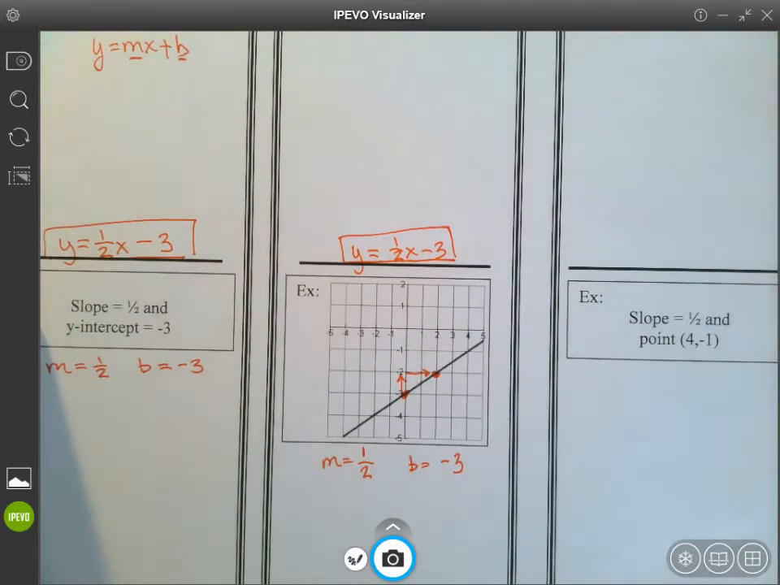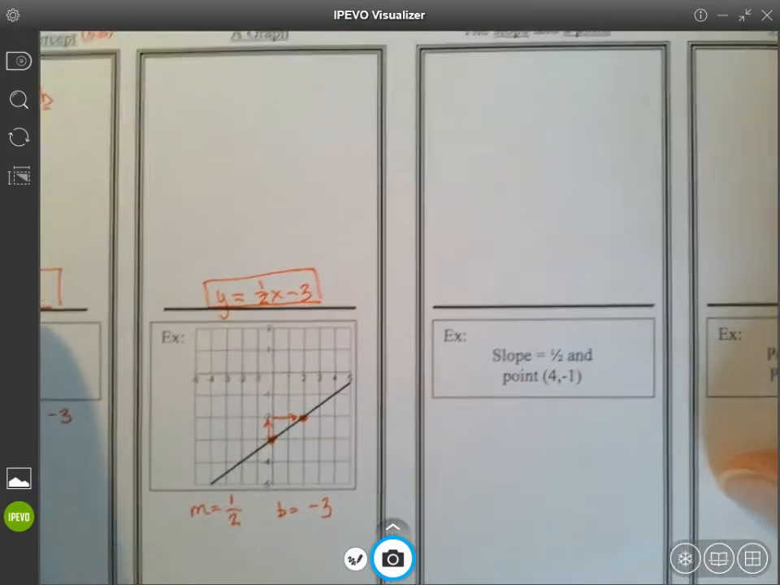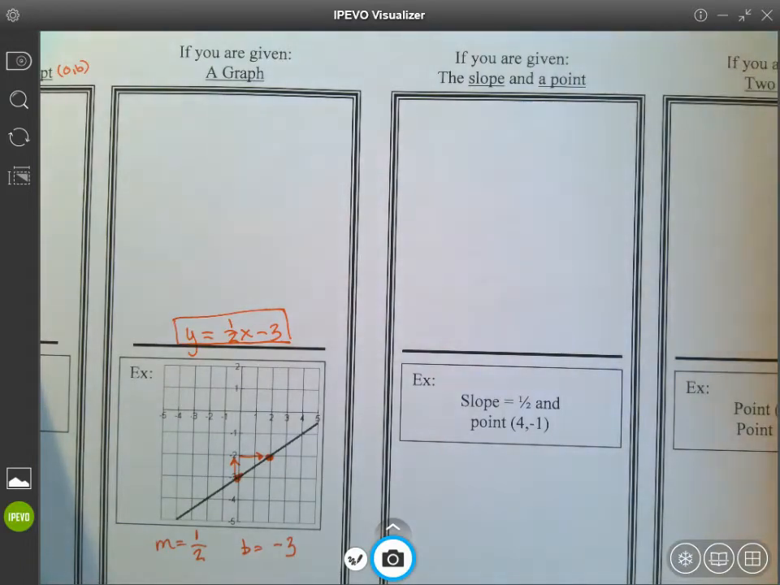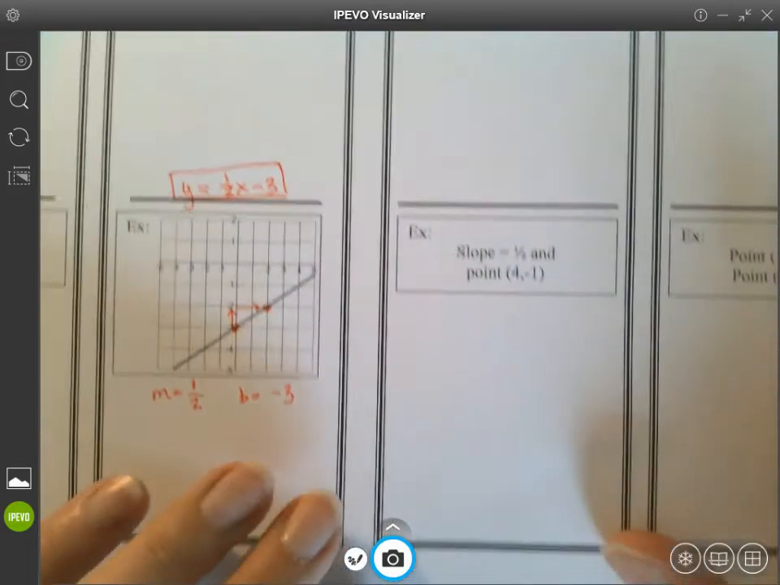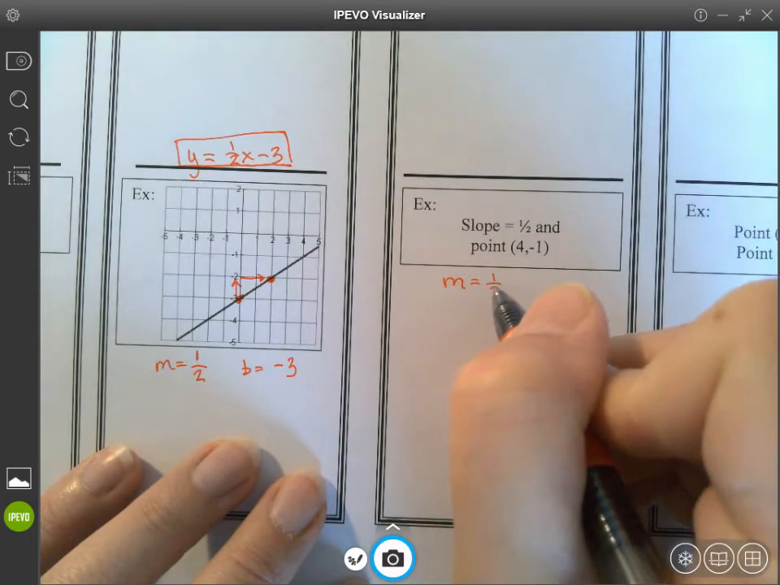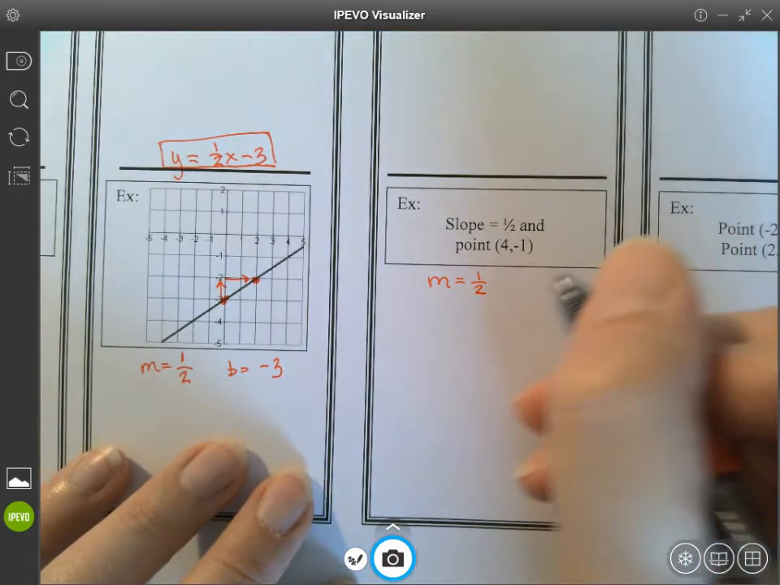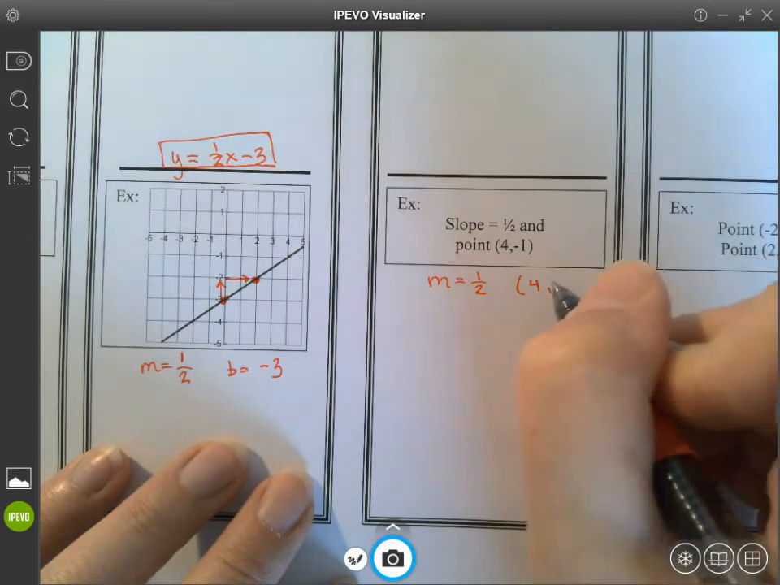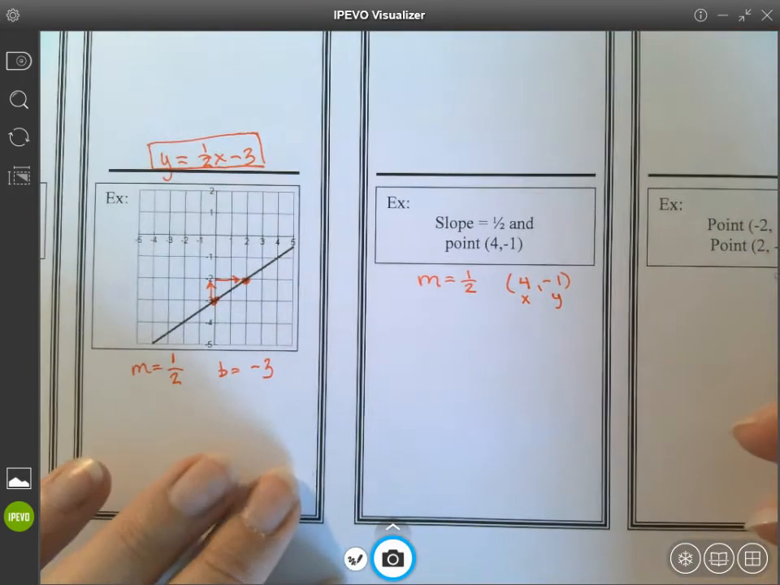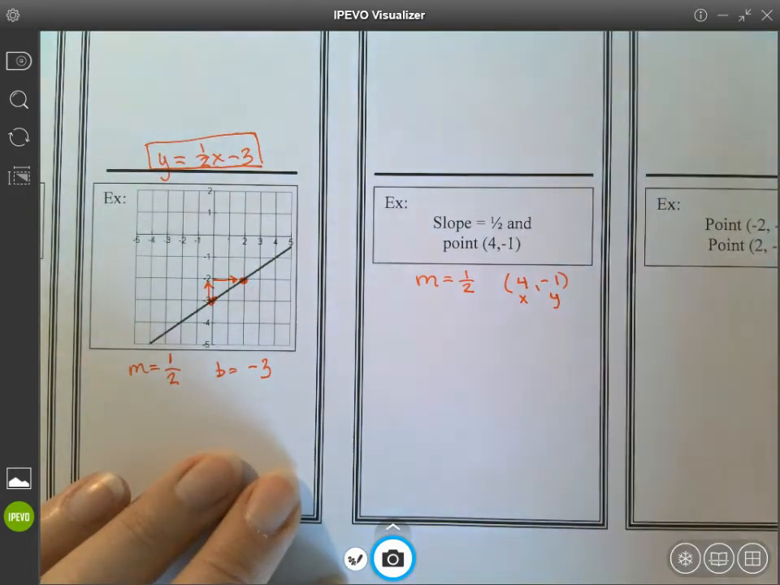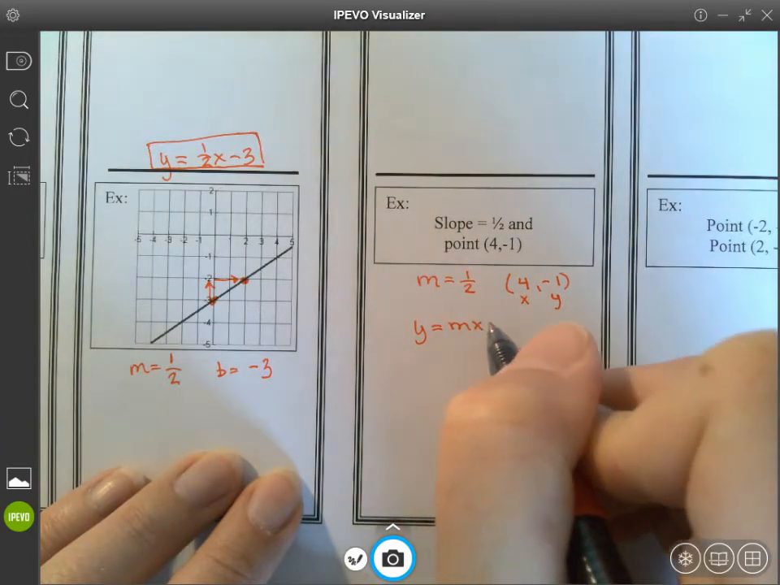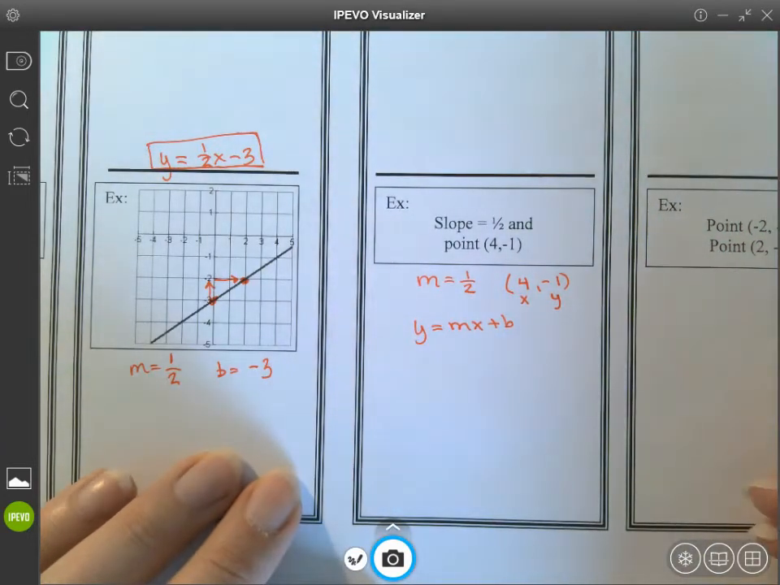Okay, now this is a little different. This is where we start stepping it up. This one is giving me a slope and a point. Okay, so I've got some information. So knowing that my slope is 1/2, I'm going to write that down as m equals 1/2. I'm going to copy down my ordered pair, but I'm going to label it as x and y. Now, for this problem, I'm going to use slope-intercept form. y equals mx plus b. And I can do it that way.